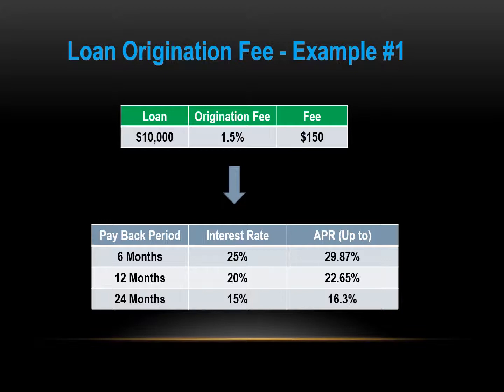If you plan to pay back the loan within a 12-month span with a 20% interest rate, it'll be better for you to get a loan that has an APR up to 22.65% without origination fees. If you plan to pay back the loan within a span of 24 months with a 15% interest rate, it'll be better for you to get a loan that has an APR up to 16.3% without the origination fee.